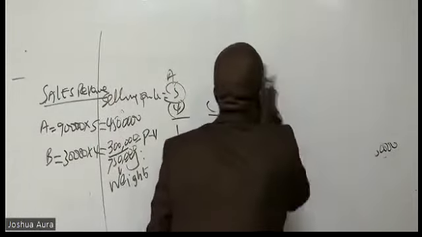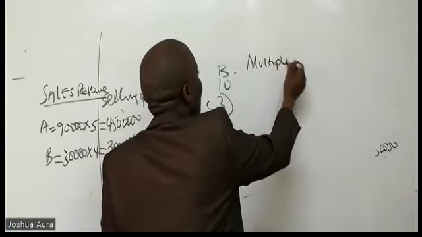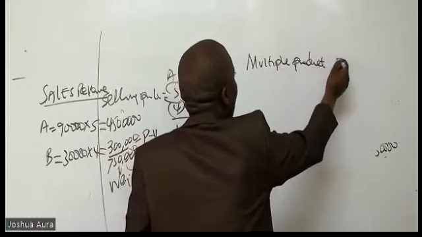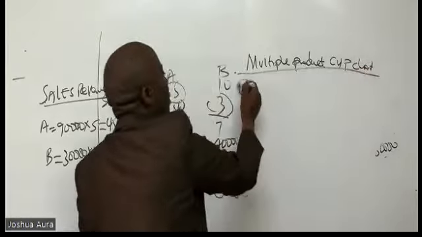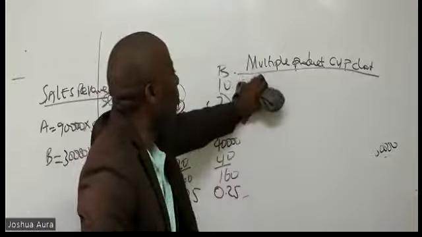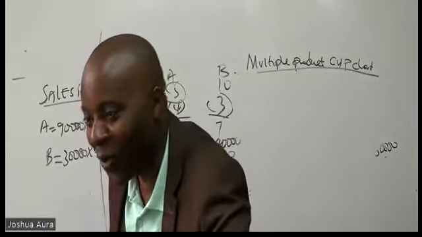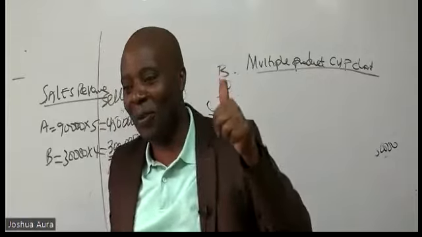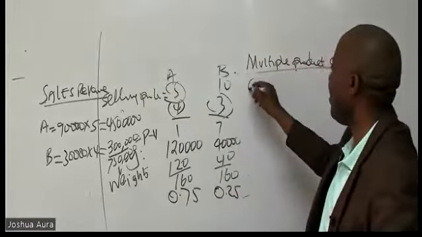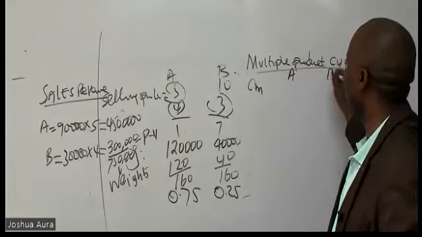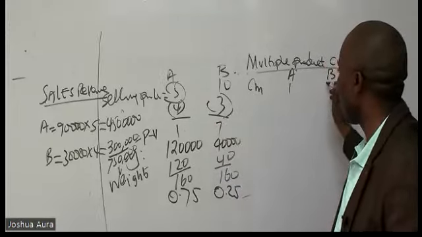Now, ladies and gentlemen, listen here. So then we go to the multiple product CVP chart. What will be the very first thing that we should compute here? We remember those steps. So if you remember these steps, we start with CM. So for A and B, CM we already got, 1 and 7.